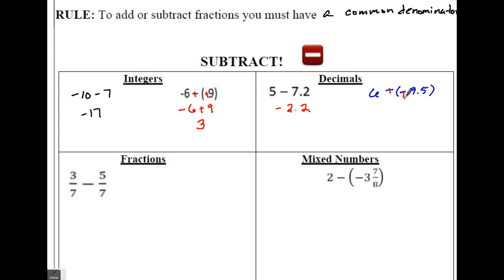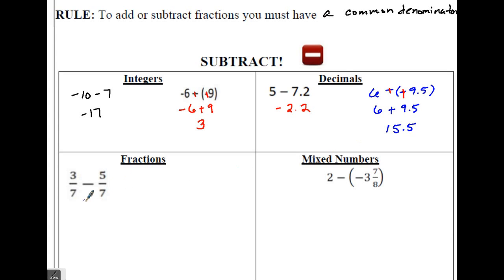So really we can view this as a 6 plus a 9.5. And we can add those together into a calculator, and this is going to equal 15.5. Alright, next one, fractions.